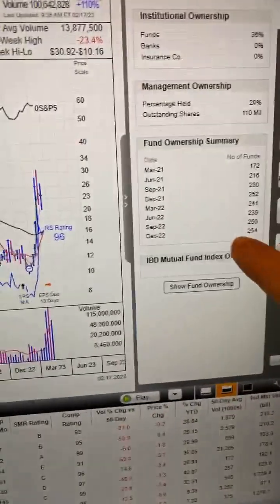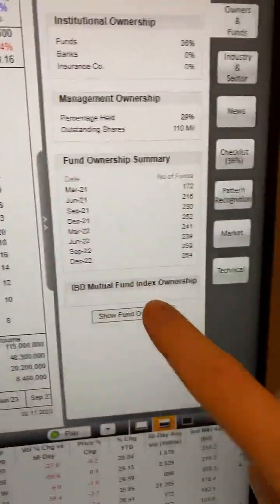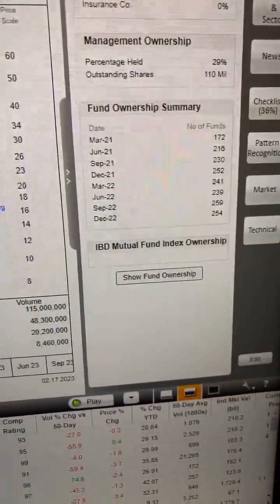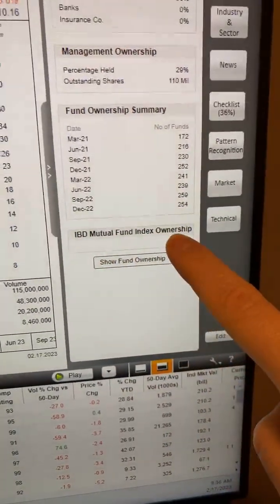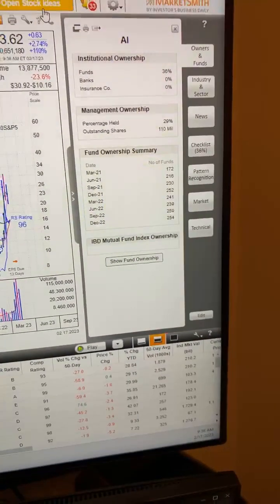Oh, this over here, right? We were talking about fund ownership. Something that's a quick and dirty way to find out if there's good fund ownership is to take a look at this IBD Mutual Fund Index ownership. Something that Investors Business Daily does is they will rate the funds that are out there, and they'll track certain funds, and the funds that they track, they'll put in that box. None of the funds that they track are interested in that. Makes you start to question, well, why?